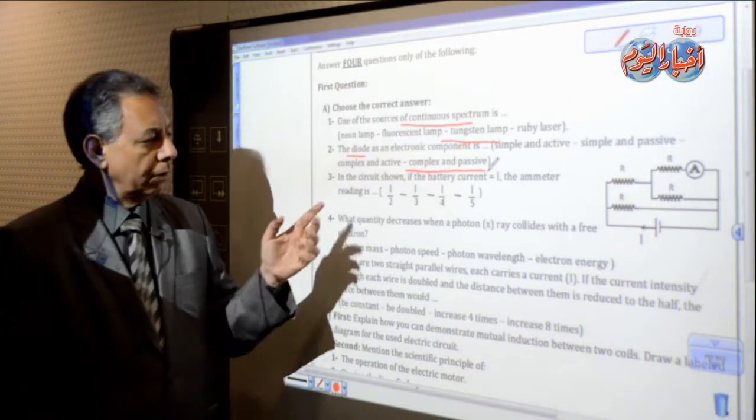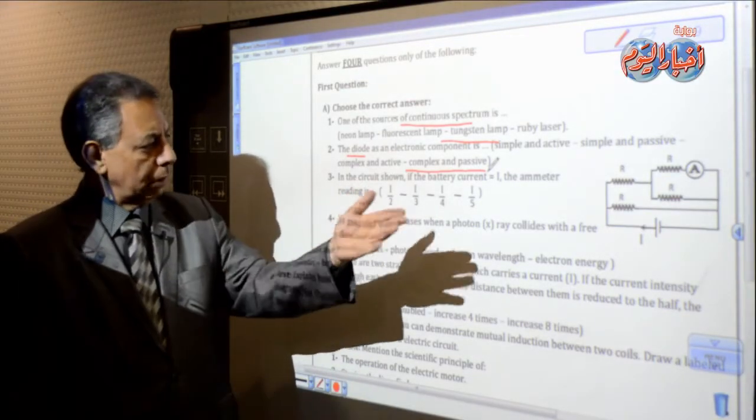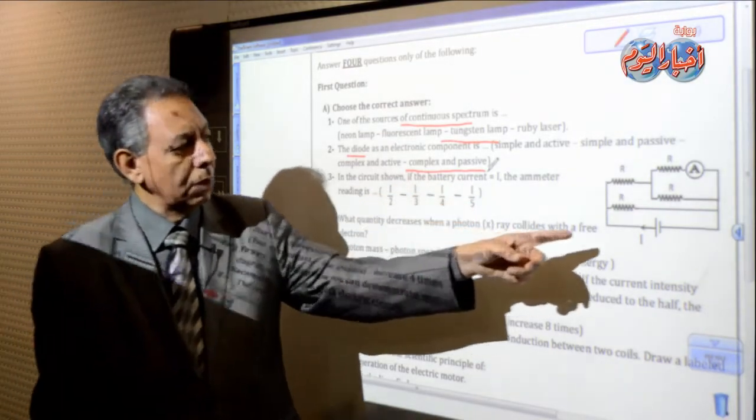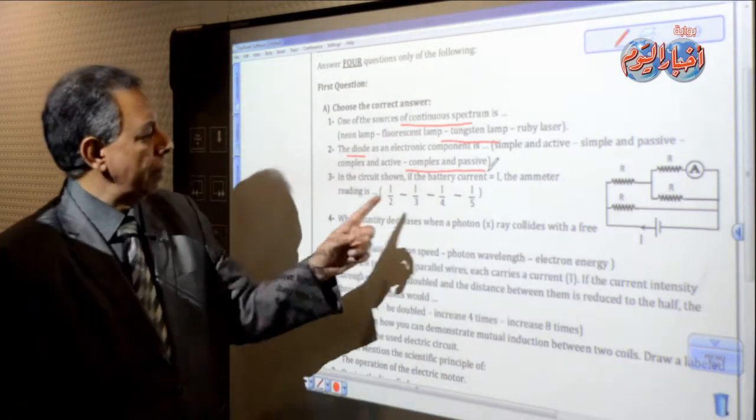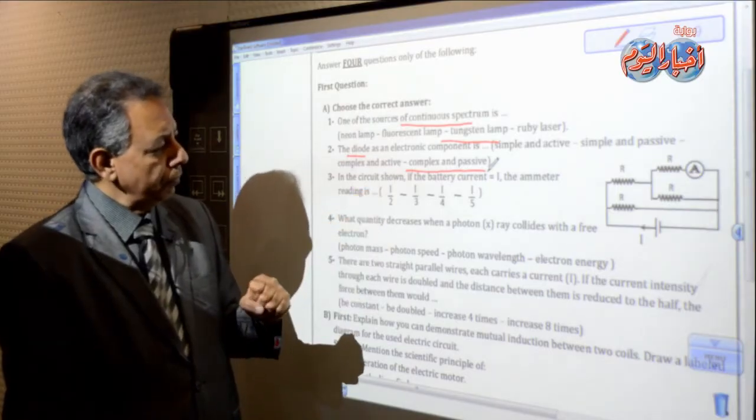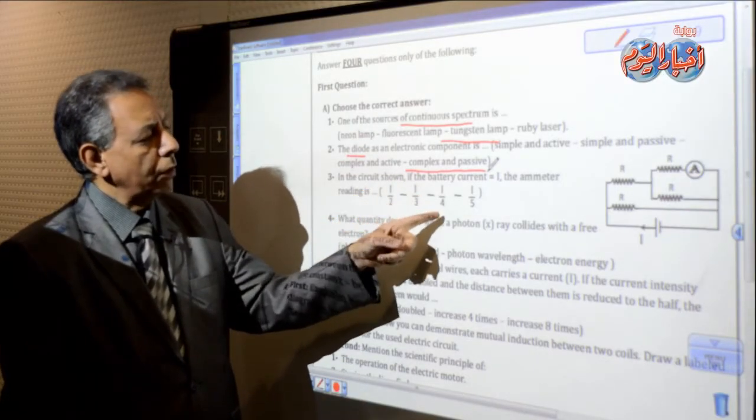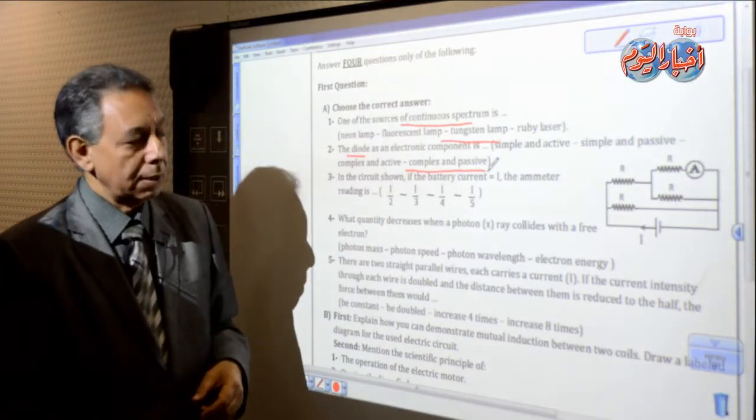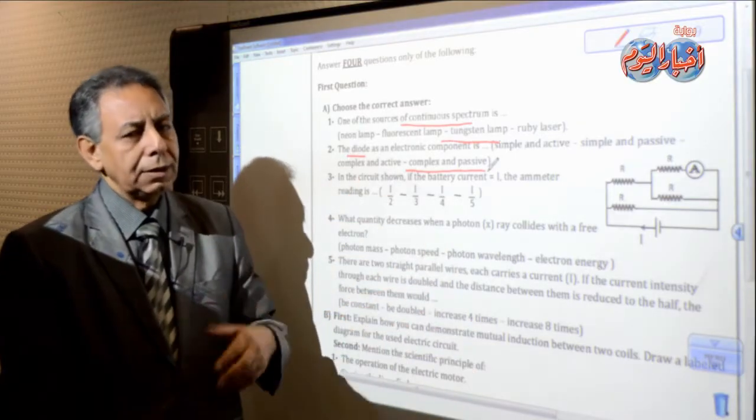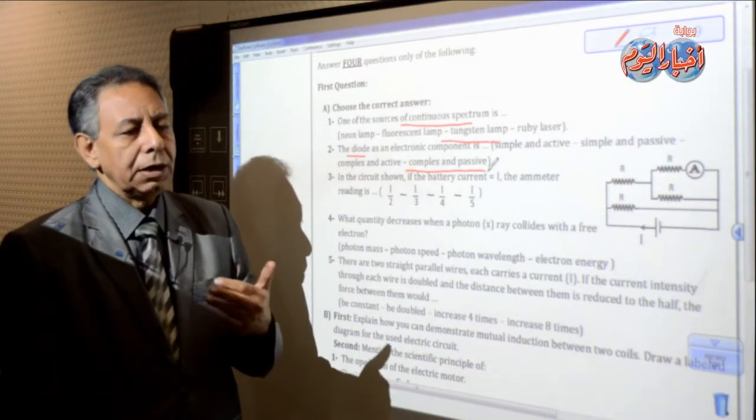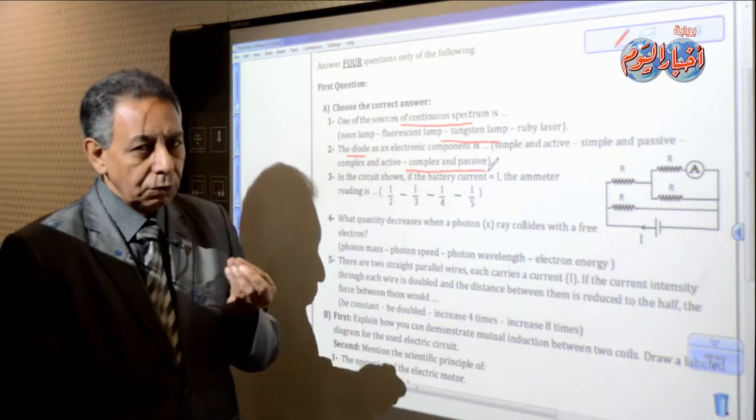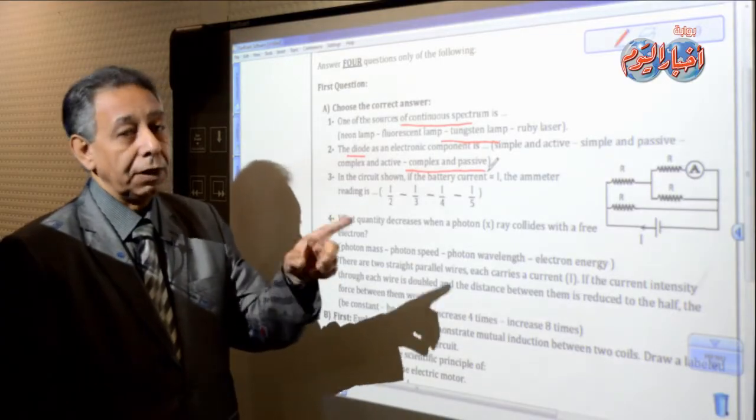The third question in this part: in the circuit shown, as you see on the screen in front of you, if the battery current is I, so the battery gives the current I, the ammeter reading is: I over 2, I over 3, I over 4, or I over 5? Which answer is correct? You have to pay attention, because such questions are too easy, but sometimes you are in a hurry, so your answer may be wrong. So keep quiet, try to follow the steps, and you are going to find the correct answer.